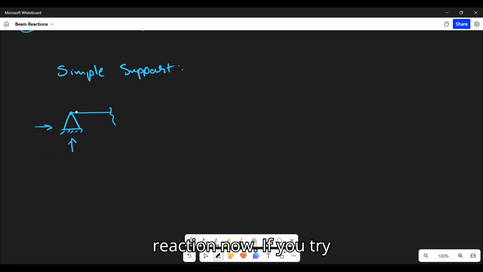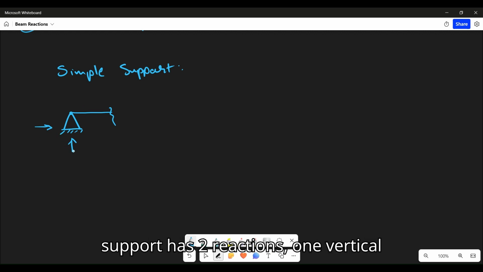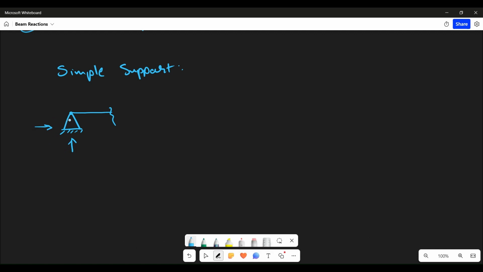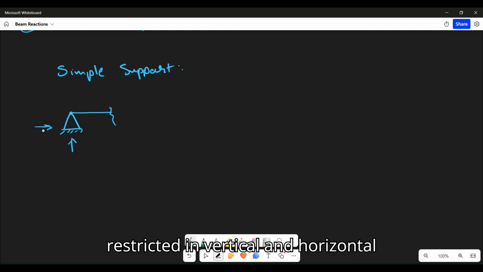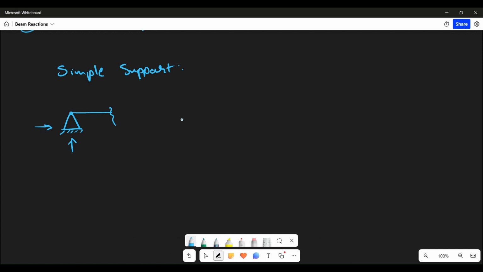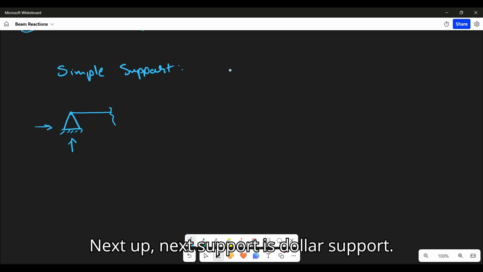Okay. Now, if you try to rotate it, then due to the pin, it will rotate freely. Now, if it rotates freely, it does not resist the rotation. So there is no rotational reaction here. So simple support has two reactions, one vertical and second horizontal, because it is restricted in vertical and horizontal direction. It is free to rotate. Right. Next support is roller support.